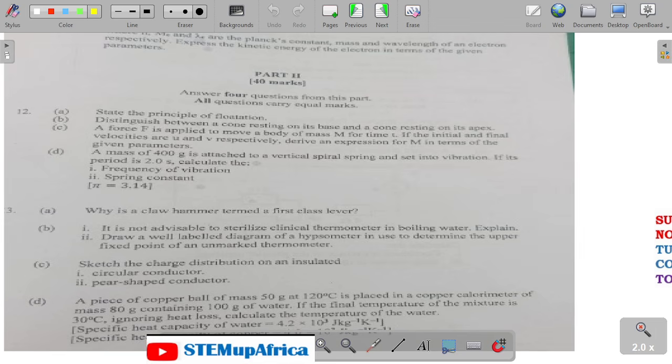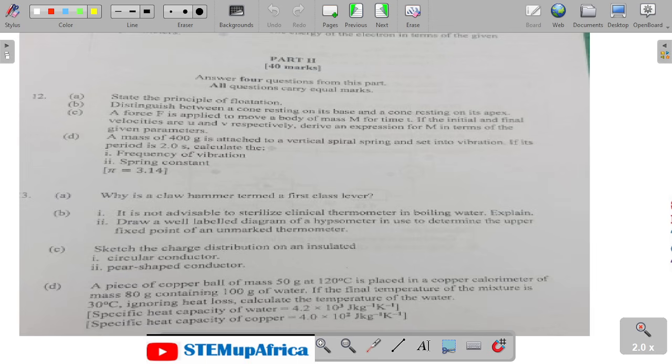So welcome. This is the second part of the physics, which is part 2. It comprises question 12 to 17. We are going to take them one after the other. Make sure you stay tuned, watch deeply, understand the process. You can put your own thoughts, ideas into it.